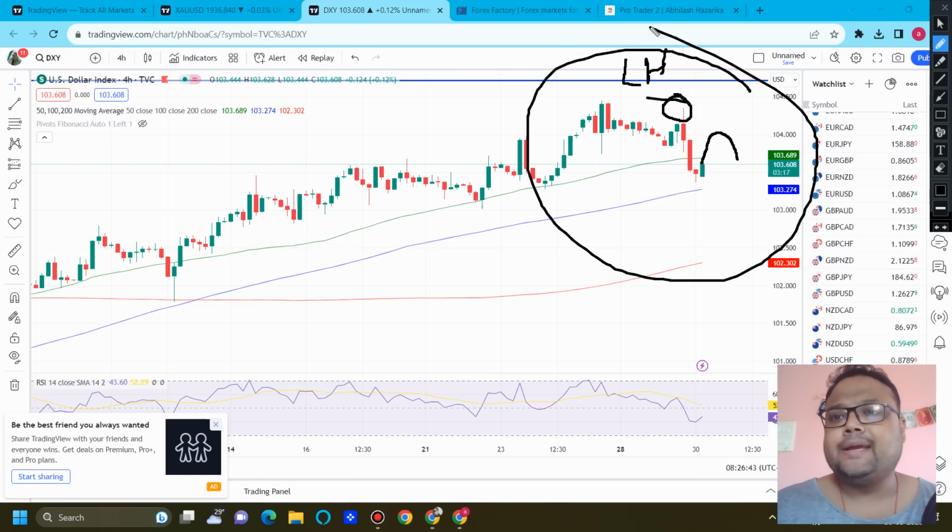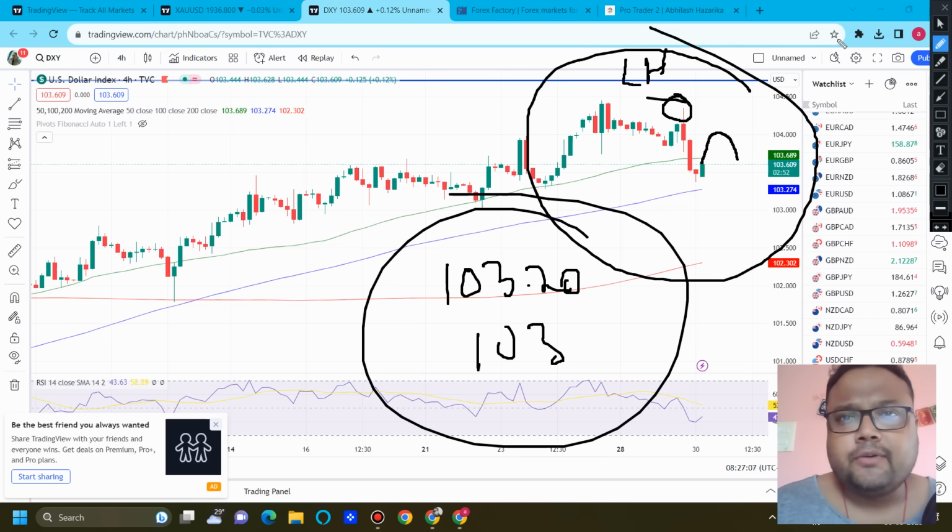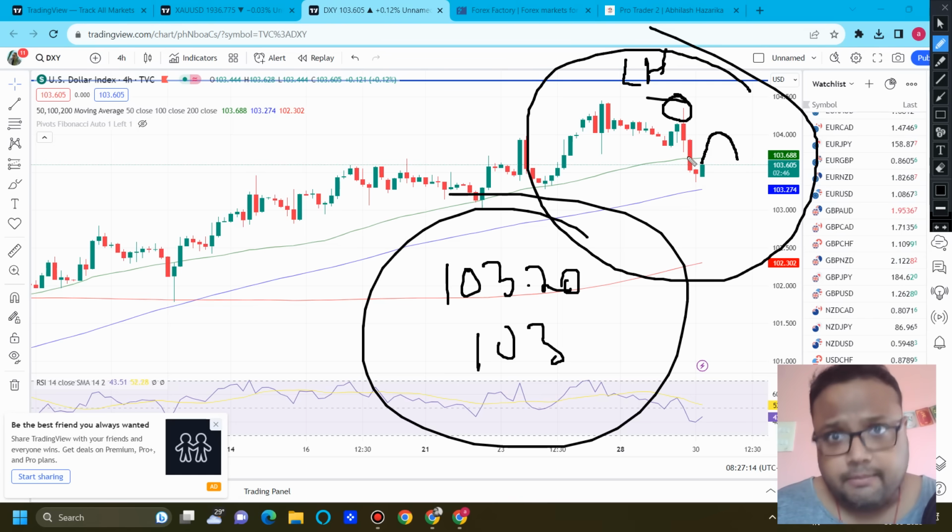But as of now, we can see DXY is trying to recover. So for the day, for the Asian session and European session, you should plan your trades accordingly. In case the market forms a red candle, you can expect the next support to be around 103.20 to 103. This should be the next support on the chart of DXY. If you're wondering about resistance, forget about resistance. Keep your eyes on the present candles only, because the next high of DXY will be very important.